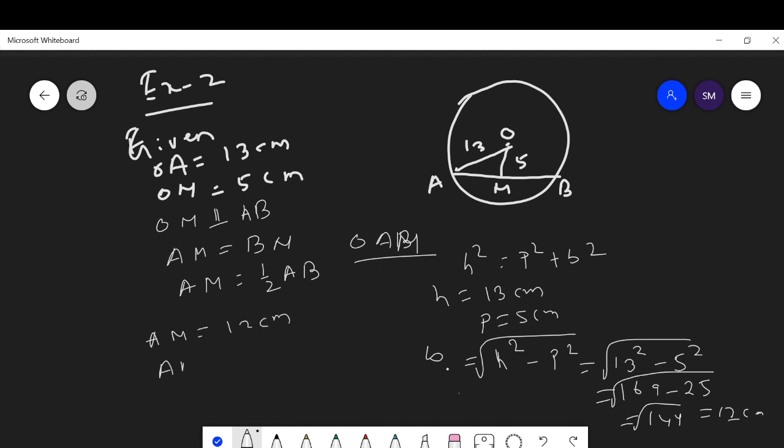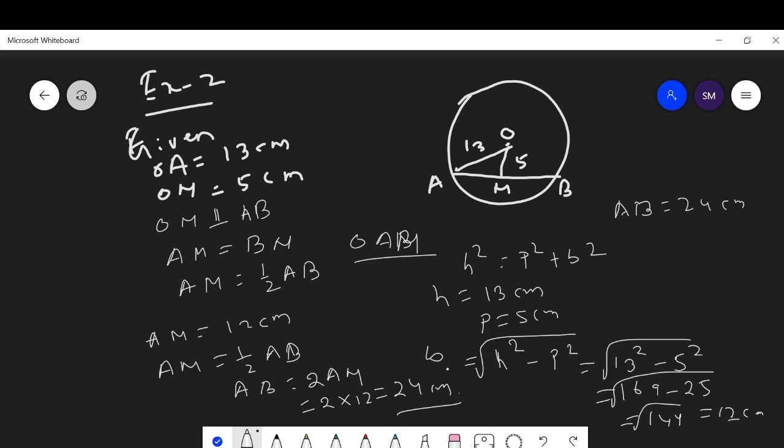As we know that AM is equal to half of AB, AB is equal to 2AM, which is equal to 2 into 12, means 24 cm. Here the length of the chord AB is 24 cm. Here AB is equal to 24 cm. This is the answer to the question. Here in the question is given, find the length of the chord which is at a distance of 5 cm from the center, and the radius of the circle is given 13 cm.